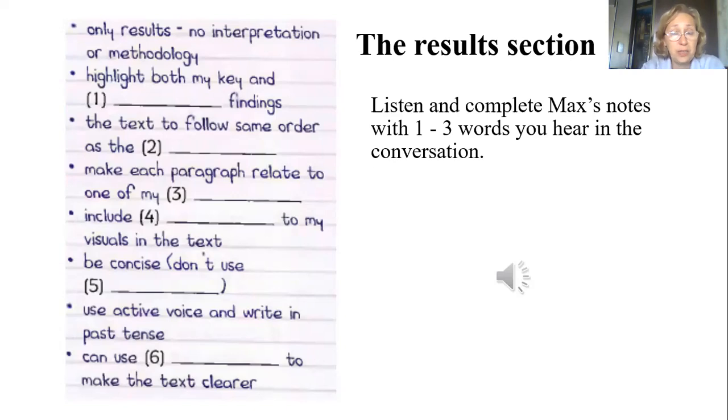Imagine that this is the result section, and given the table or figure. Вот у вас уже есть таблица там где-то, да? Вот идет таблица в тексте, или какой-то рисунок. And you should describe this figure or this table. And the word is references. Include references to my visuals in the text.